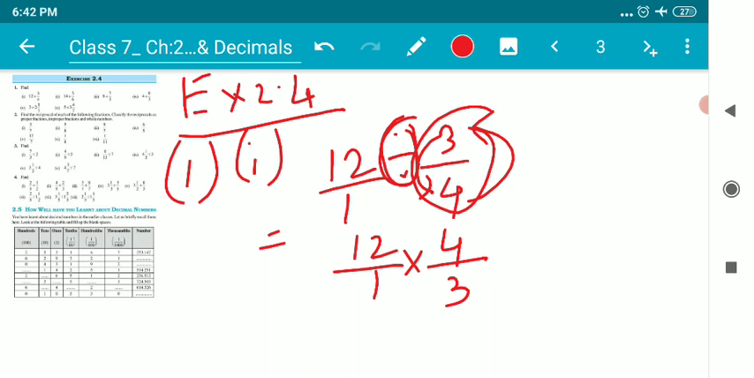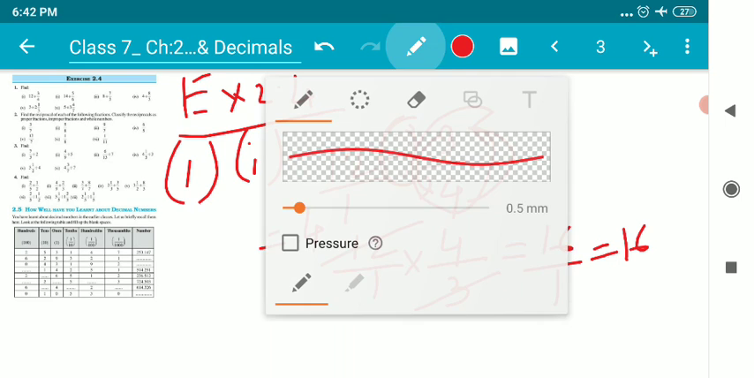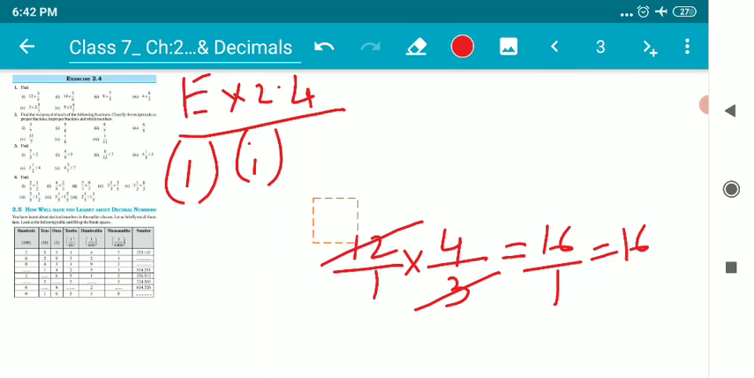Now this 3 and 12 will be cancelled. 3 4s are 12. So 4 into 4 results in 16, or 16 by 1. Same only. 16 is the answer. Children, this was a very simple question. Question number 2 can be solved in a similar way.